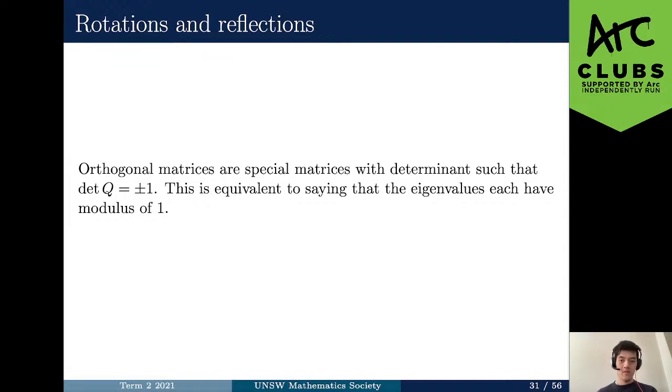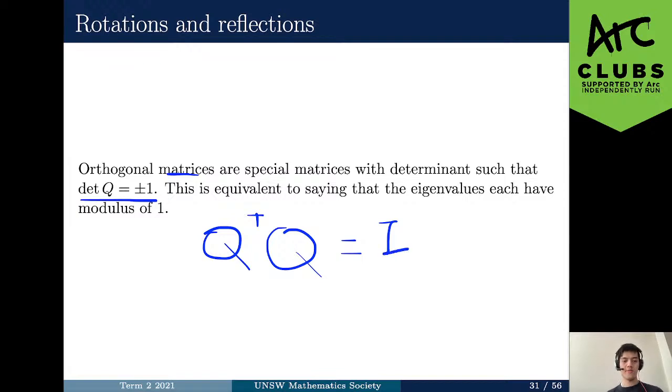Alright, so next thing we have here is our rotations and reflections. Orthogonal matrices, which we have looked at, have a determinant that's plus or minus 1. We already know that Q transpose is equal to Q inverse, and so we know that Q transpose times Q is equal to the identity matrix. And so that's saying that the determinant of Q squared is equal to 1. And so that's why the determinant is plus or minus 1. And it turns out that any eigenvalue of an orthogonal matrix has a modulus of 1.